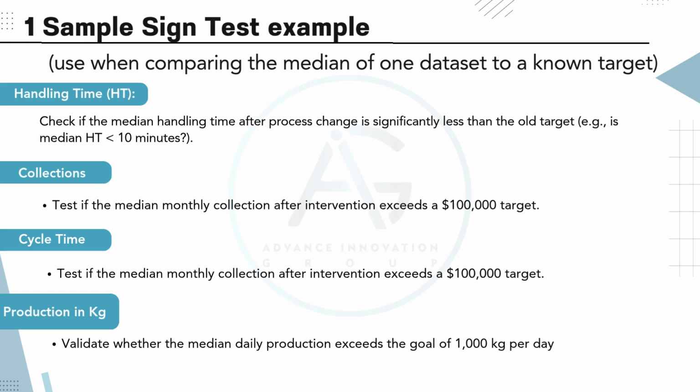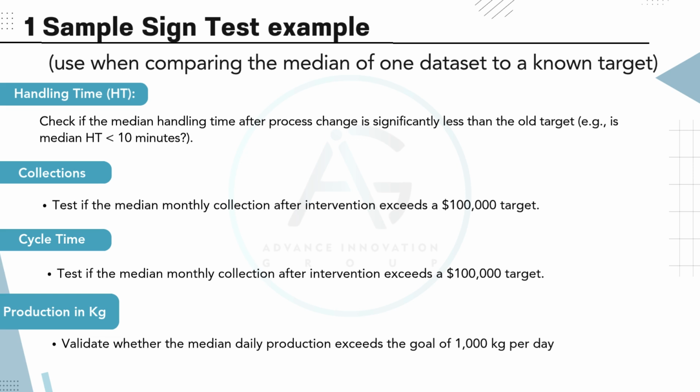Handling time, HT. Suppose we've implemented a process improvement initiative to reduce handling time. Now we want to test if the median handling time after the change is less than 10 minutes, which was our old benchmark. In this case, we're comparing the current data to a known target, ideal for a one-sample sign test.